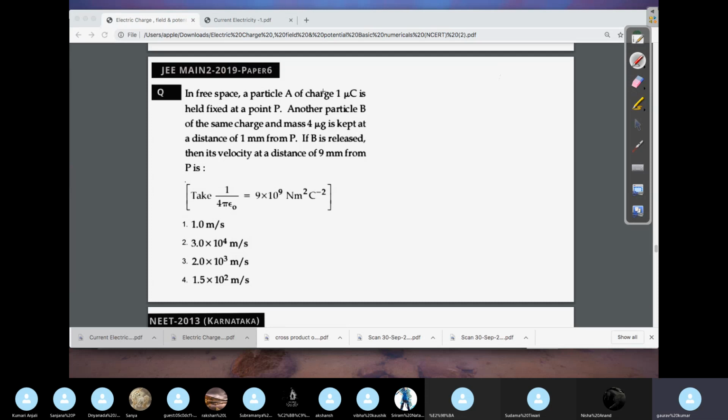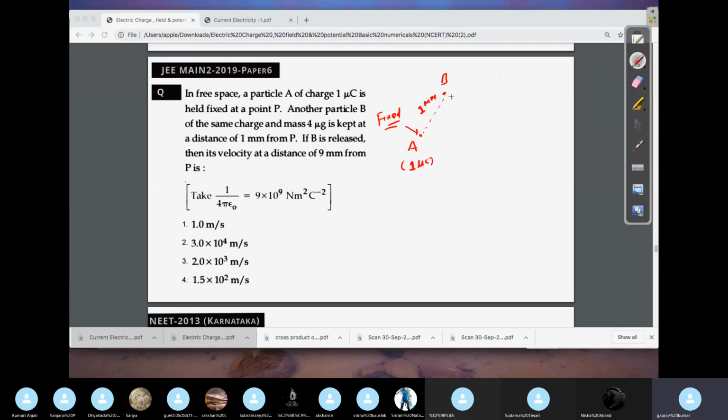So what is the question here? You have a charge capital A of 1 microcoulomb. It is fixed, it is not moving. It's given in the question. Another charge capital B of the same charge, 1 microcoulomb, and mass 4 microgram is kept at a distance of 1 mm. The initial distance between them is 1 mm.